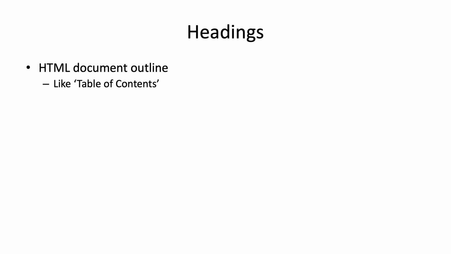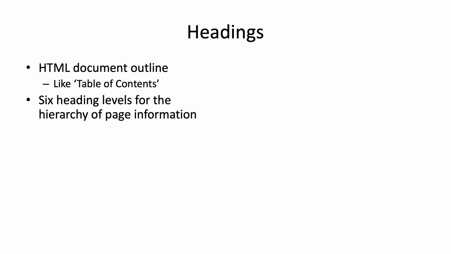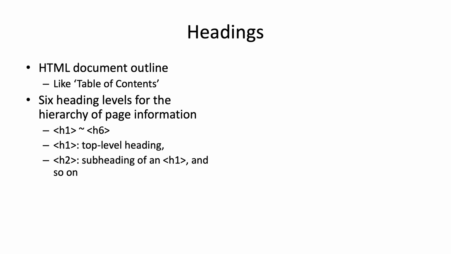So it forms something like a table of contents, especially for a long web page. And you probably all know there are 6 levels of headings, which form a hierarchy and allow you to organize information on the page. So these are H1 to H6. H1 is the top level, and H2 is one level down. Sometimes it could be the subheading of a page, and so on.